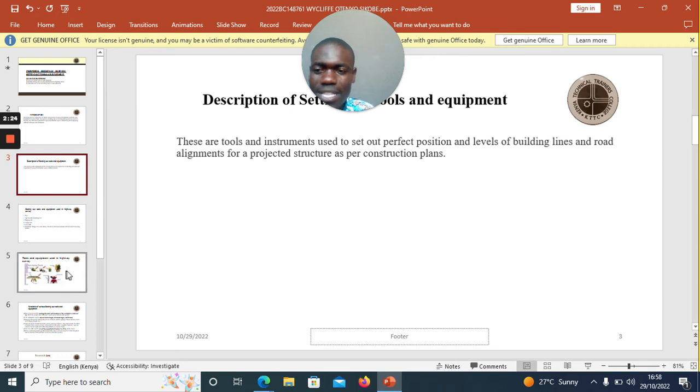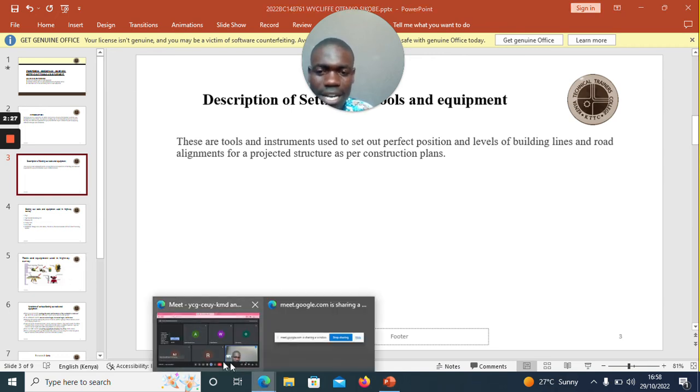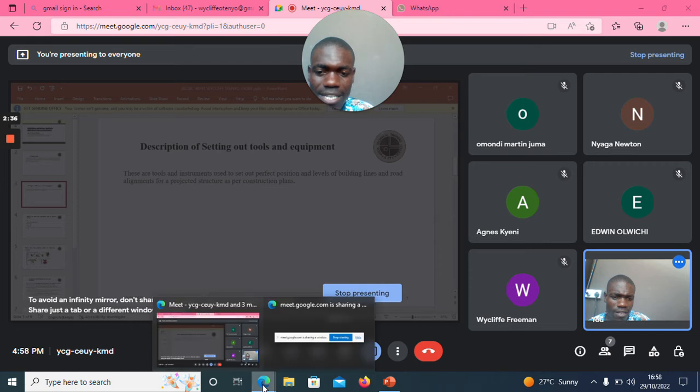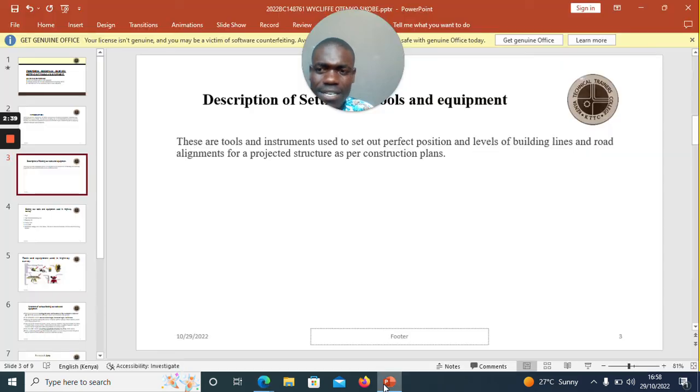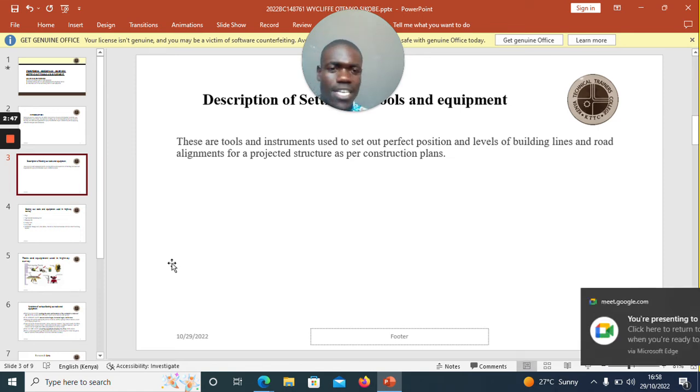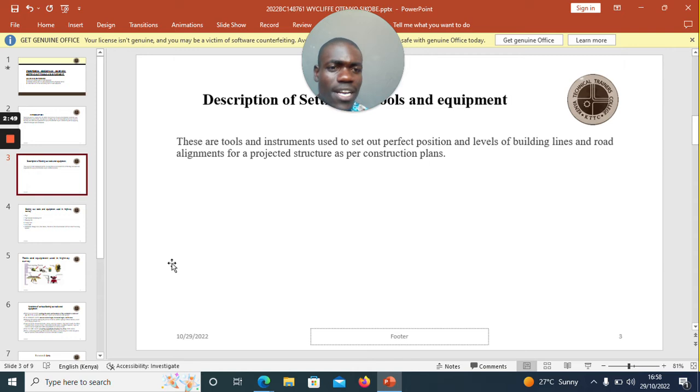Anybody with any attempt, you can just raise your hand, then I can select you to answer the question. Anybody? Anybody with the answer? Now, these are tools and instruments used to set out perfect position and levels of building lines and road alignments for a projected structure as per the construction.